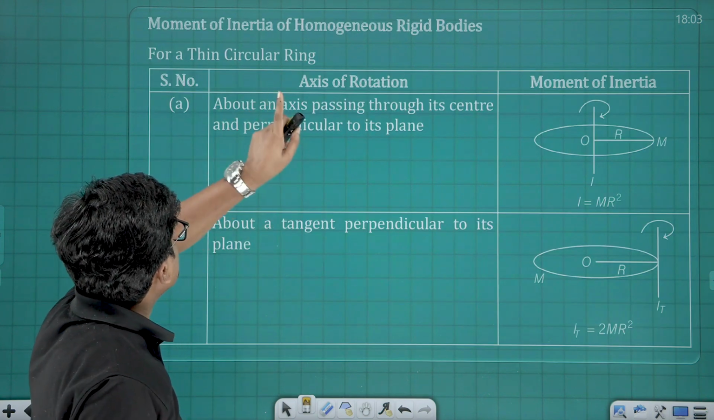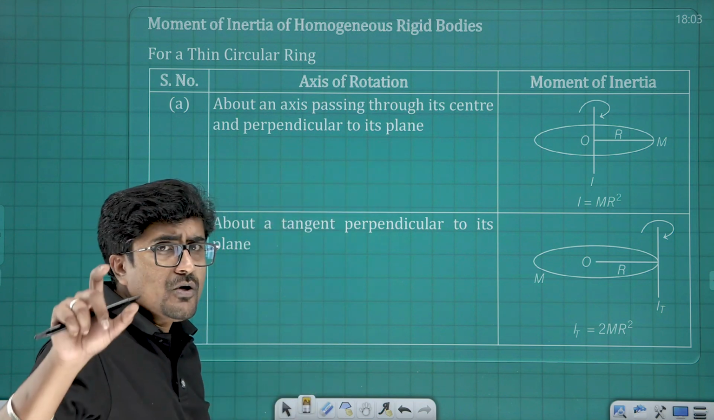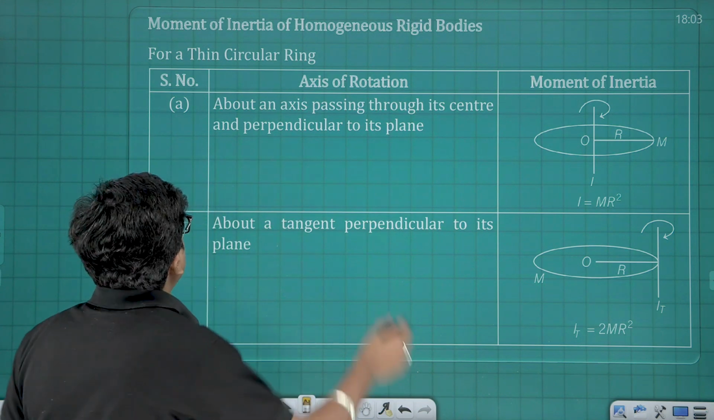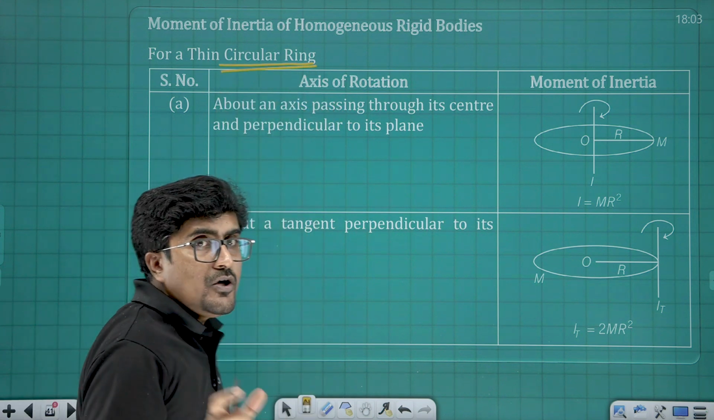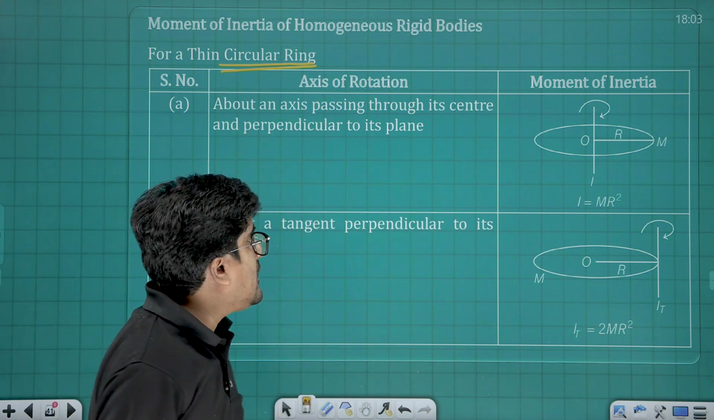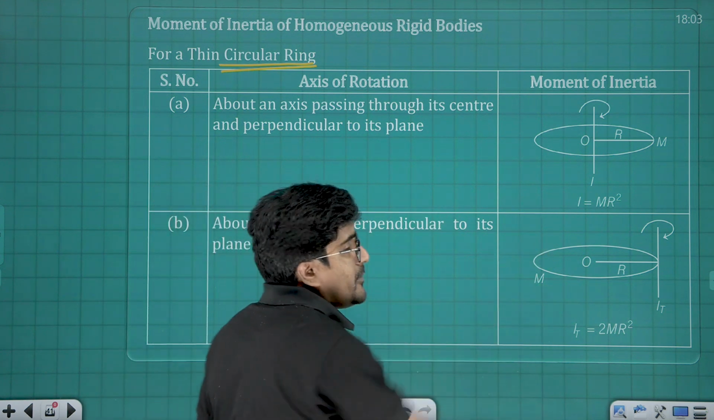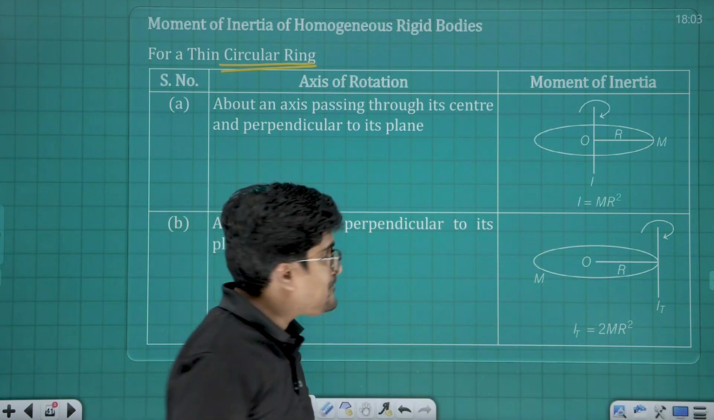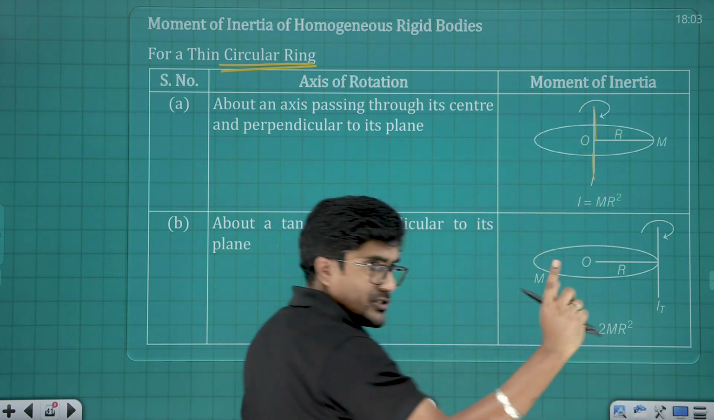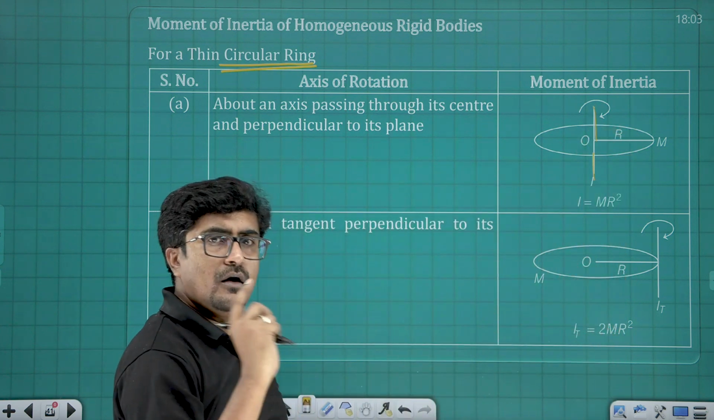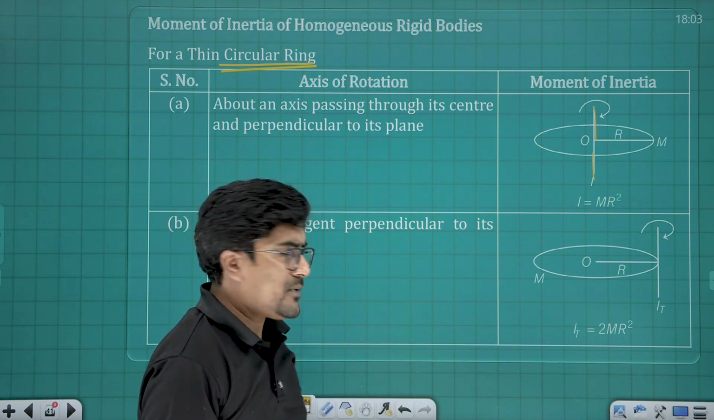Next one is the moment of inertia of some homogeneous rigid bodies. Out of that, the first one is the circular ring. You need to be extra careful in this segment. So here this is a circular ring. The moment of inertia through its center of mass is going to be M r square, because all the mass distribution is at equal distance. So the moment of inertia is going to be M r square.